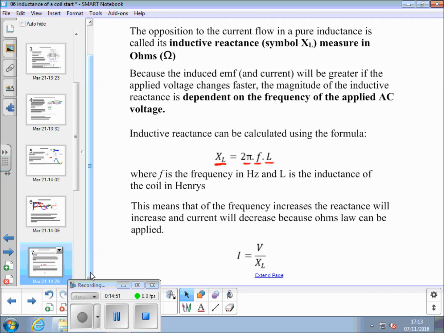That formula only applies for a pure inductance, or just looking at the inductive part of the current. Okay? And in AC.